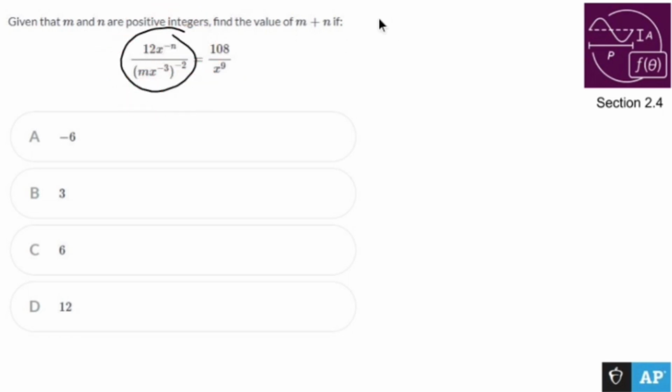So I'm going to write this out as 12. I'm going to move x to the negative n to the bottom and make it x to the positive n. Whenever you have things being multiplied to an exponent, you multiply exponents. In this case, you would distribute that. So that parentheses down there becomes m to the negative 2, x to the positive 6.